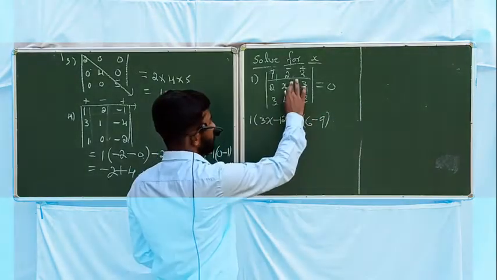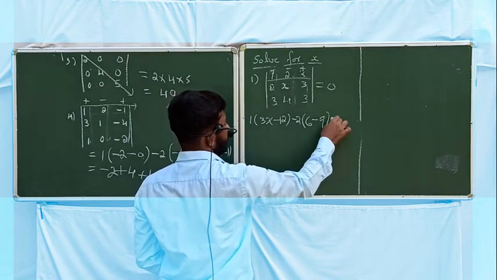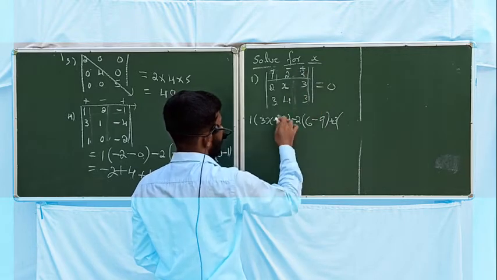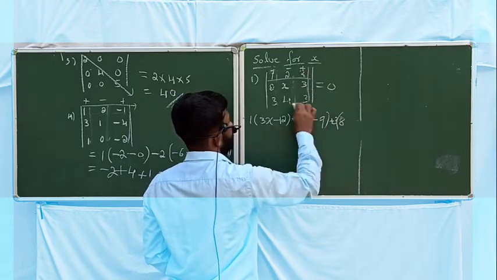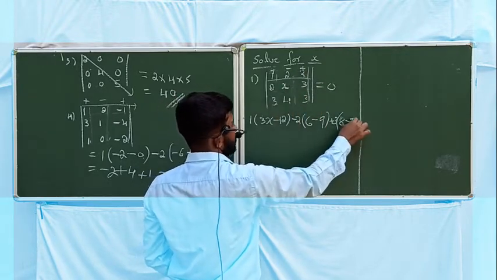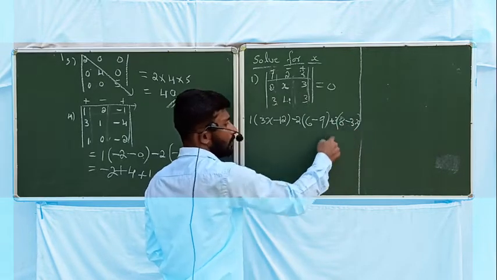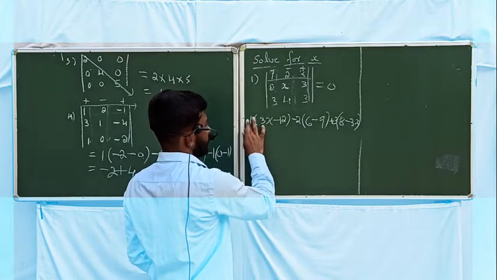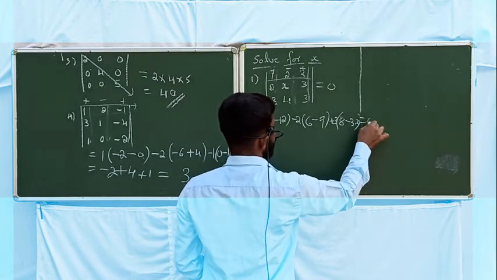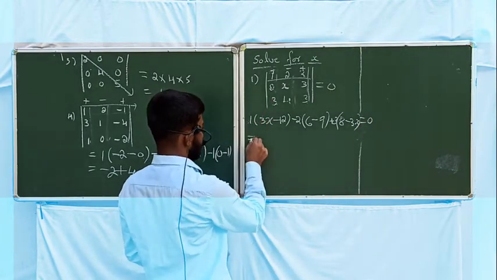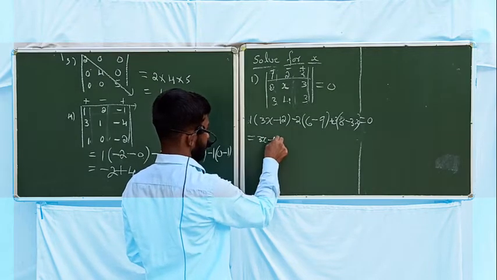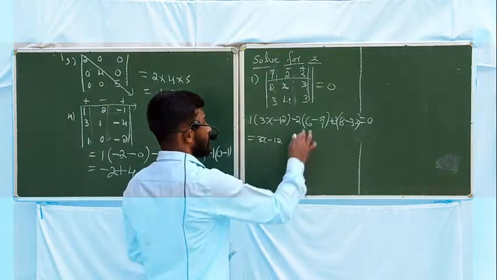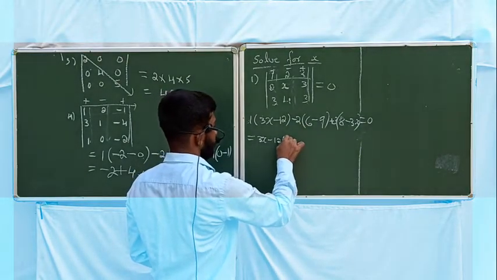The next plus 3 into, okay, you need to delete the first row and the third column. 4 2s are 8, 3 into x, 3x. Okay, so here you have to write minus 3x. The next step, right hand side equal to 0. Next, simplify. 3x minus 12, 6 minus 9 is minus 3, minus 3 into minus 2, it's equal to plus 6.